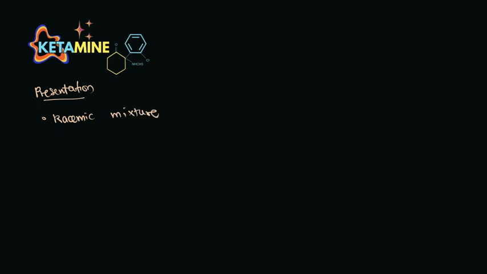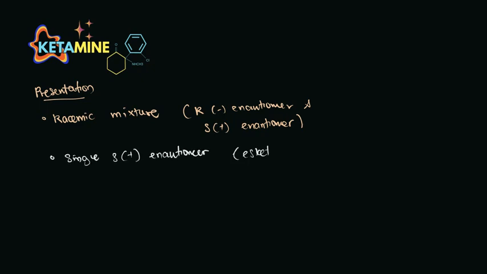It is prepared as a clear colorless solution. You can find two preparations, either a racemic mixture or a single enantiomer pure preparation. A racemic mixture is a mixture of equal amounts of enantiomers, whereas an enantiomer pure preparation is one where you only have one enantiomer in the solution.